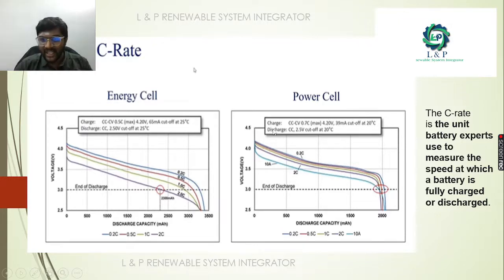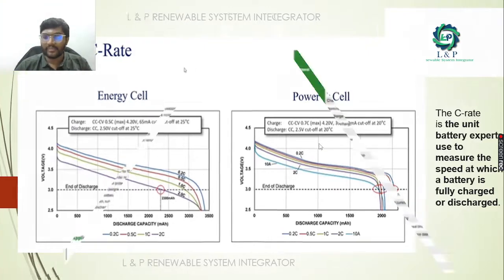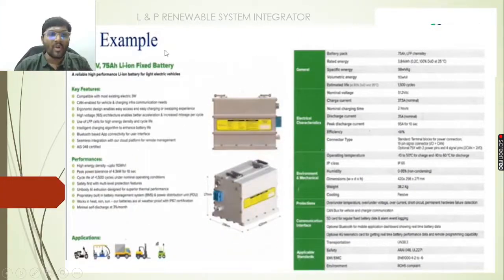Here also it is charging at 0.7 C maximum, whereas in case of discharging, it is discharging at 2.5 volt cutoff. It's an example of a 48 volt, 75 Ah lithium ion fixed battery, which we often use in our vehicle applications.